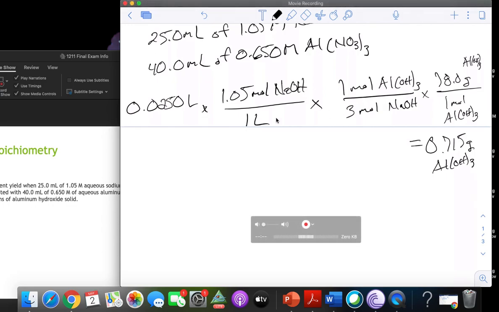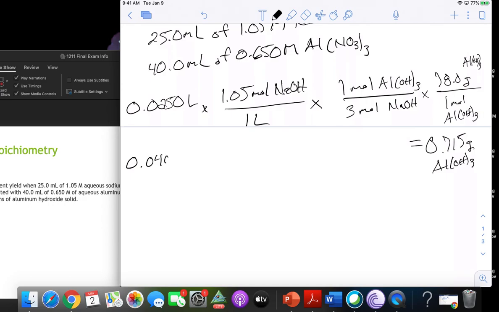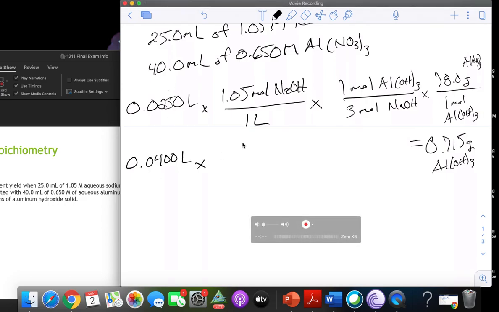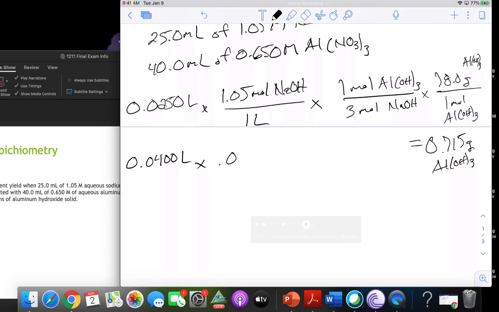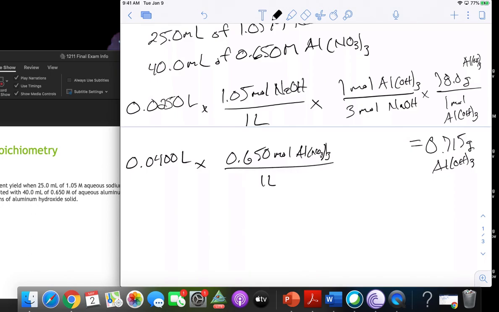All right, so that's if I use sodium hydroxide. Now I want to do the same thing for this aluminum nitrate. Right, so for the aluminum nitrate, I can take 0.0400 liters, right? That's the 40 milliliters converted into liters, times its concentration. So 0.650 moles of the aluminum nitrate divided by the 1 liter for it.